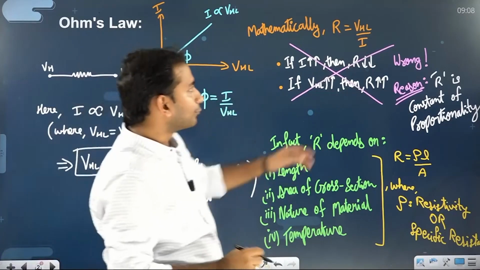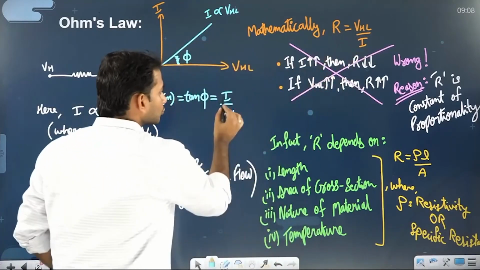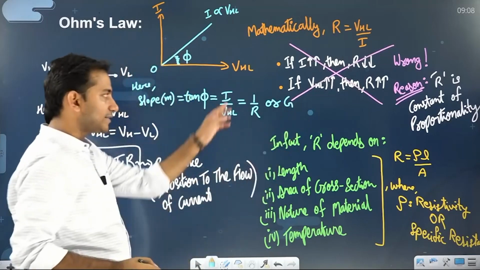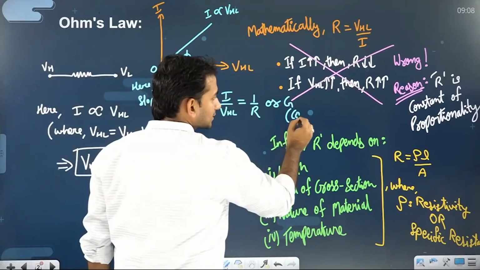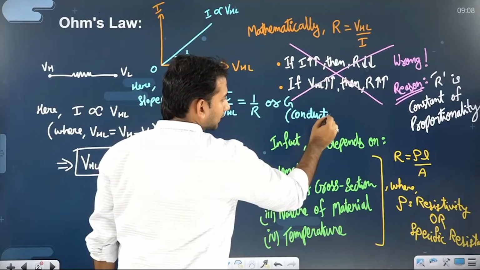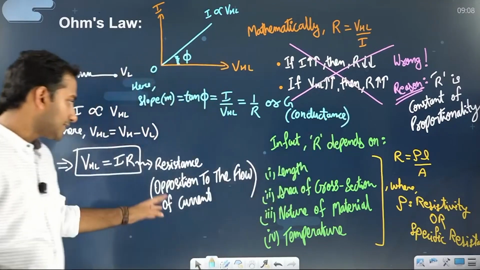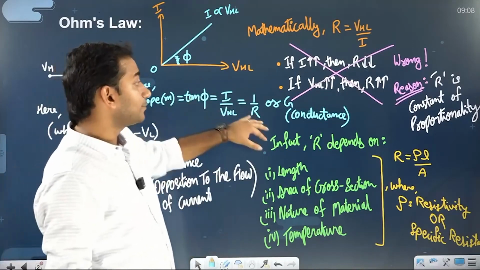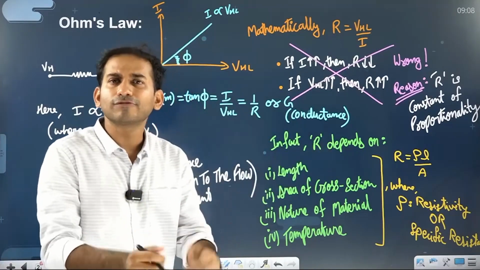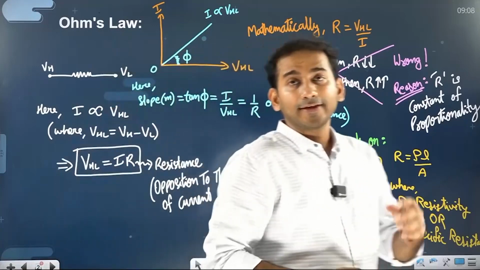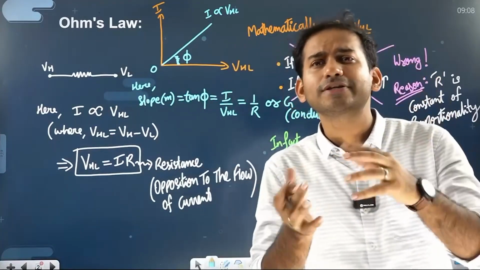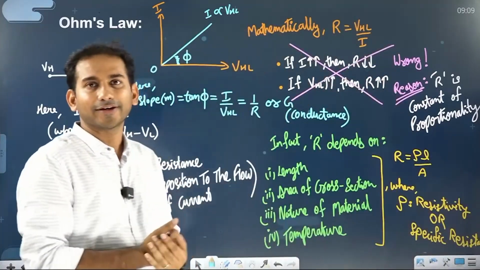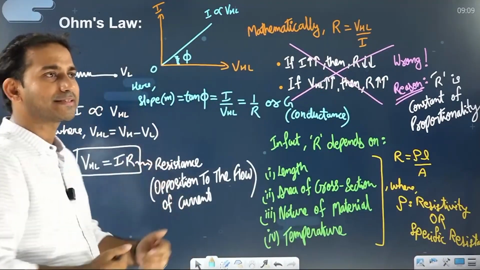So mathematically, V by I is R. So I by V will be 1 by R, or G. So the reciprocal of resistance is also called conductance. Resistance is opposition to the flow of current, and its reciprocal, conductance, will be support to the flow of current. If resistance is more, you oppose the flowing current more. If conductance is more, you support the flowing current more. I hope all the things are clear to you.